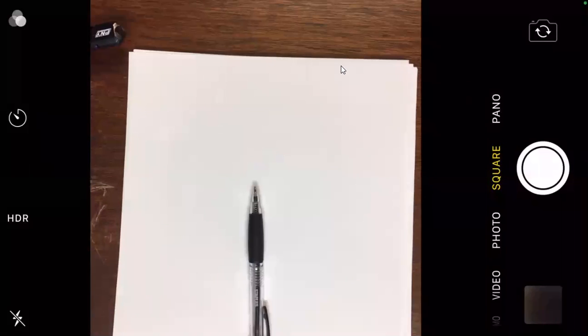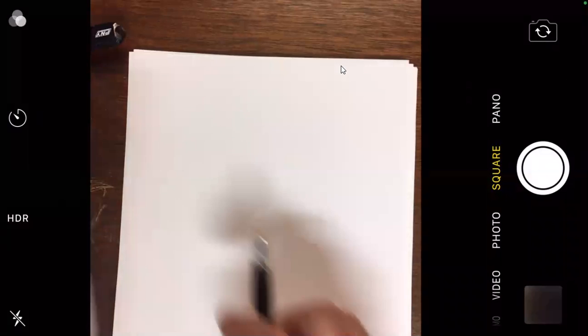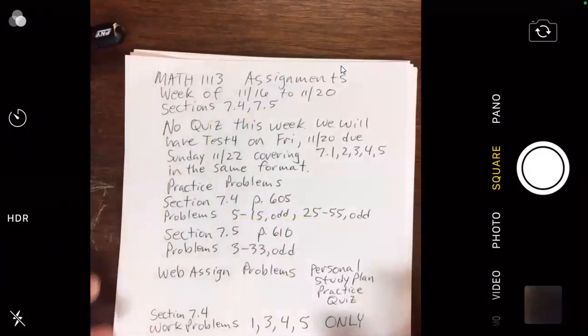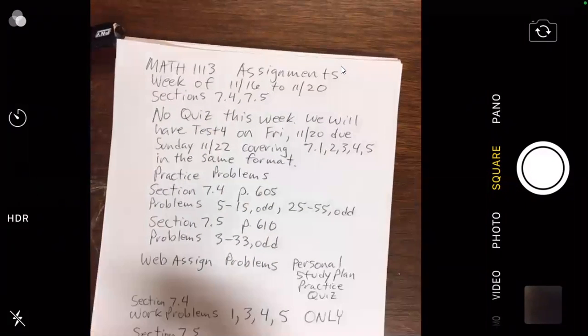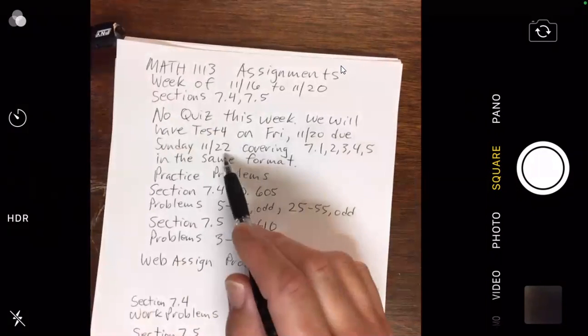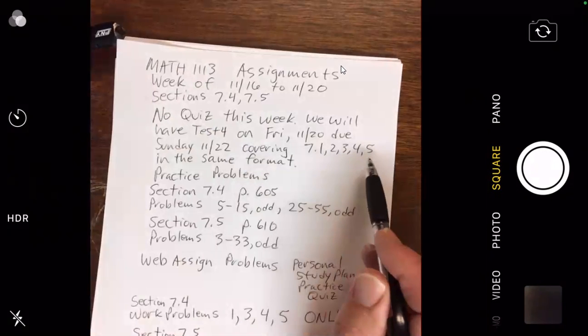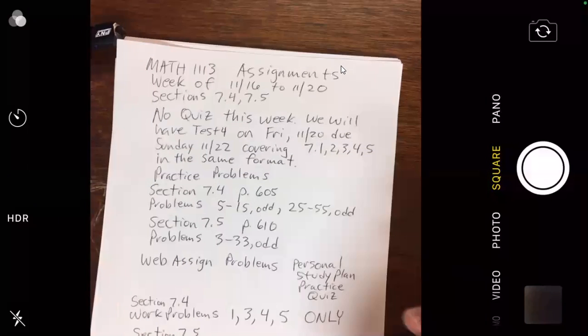This is the Math 1113 Zoom meeting for November 17th, 8 a.m. This is the last week of full assignments. No quiz this week. We'll have test 4 on Friday, due Sunday, covering 7.1, 7.2, 7.3, 7.4, and 7.5 in the same format.